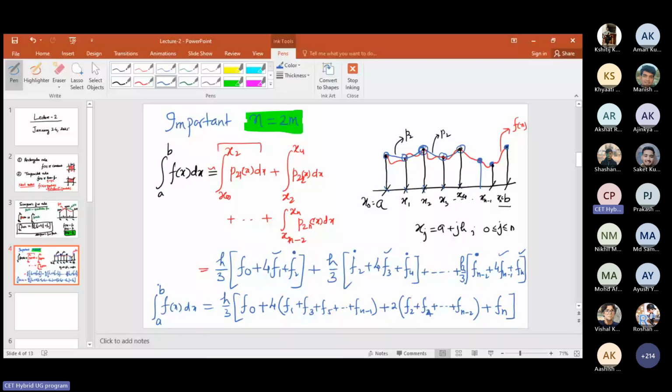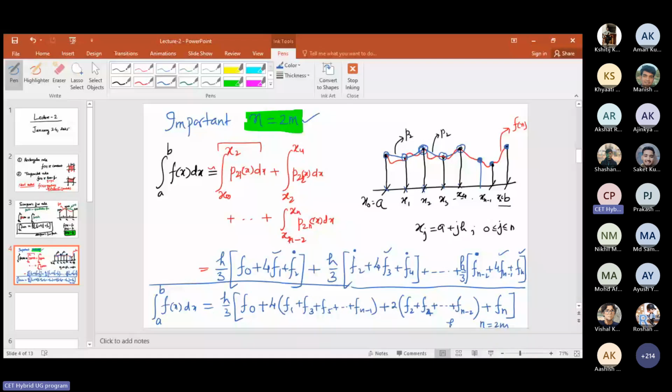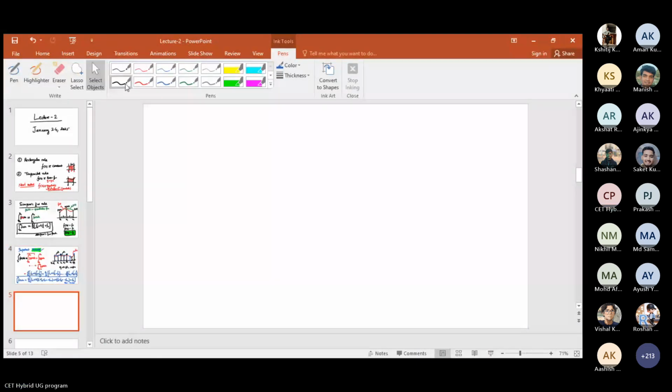And how many partitions are we making? n is equal to 2m. Always remember that here n is equal to 2m. This we have to always keep in mind when we are evaluating. Now I will give you one example before moving forward.